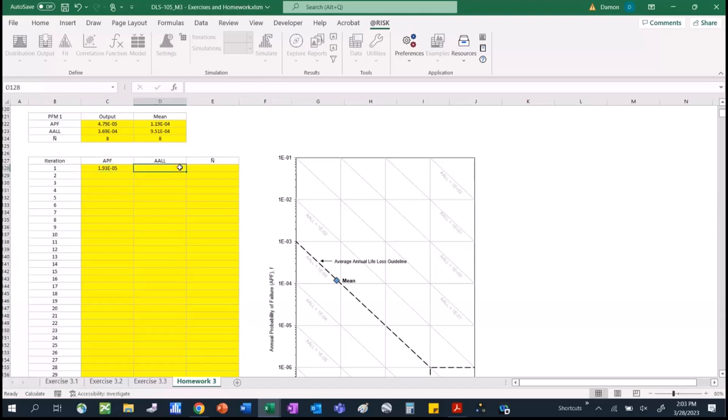So then for the average annual life loss, the formula is very much the same, except now I need the average annual life loss input. I need the same iteration. And then the simulation number, which is one. Now, for N bar, we have a choice. We can either call the data and pull it here, or I can divide the average annual life loss by the APF to calculate the number. You're going to get the same result either way. Let's go ahead and call the data, just to practice doing that one more time.